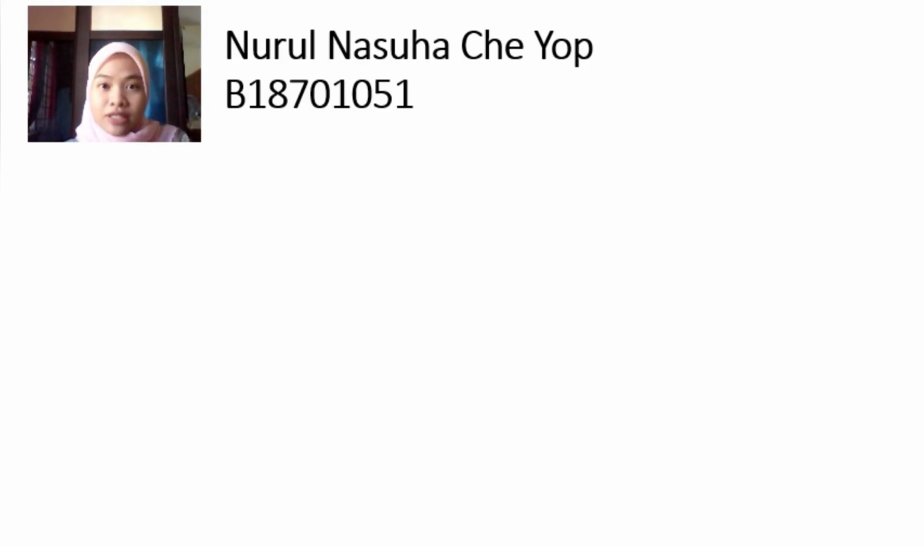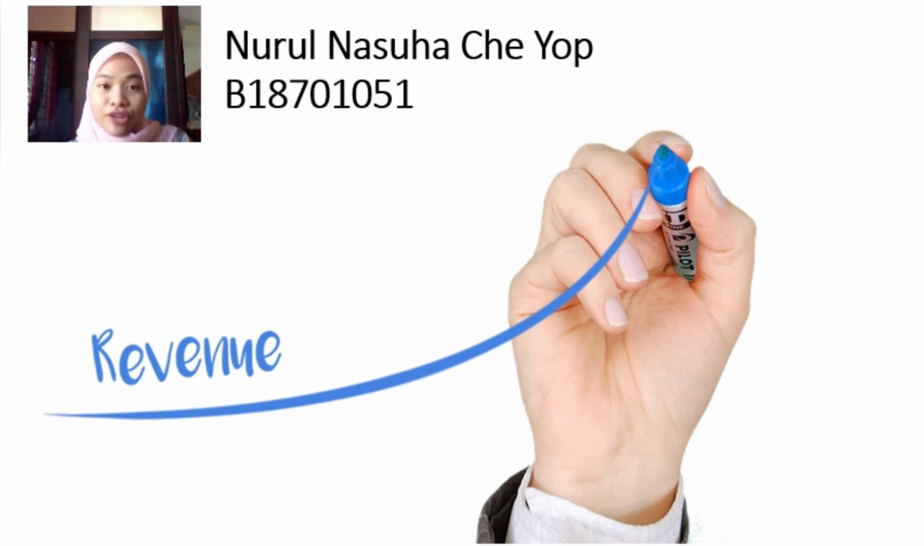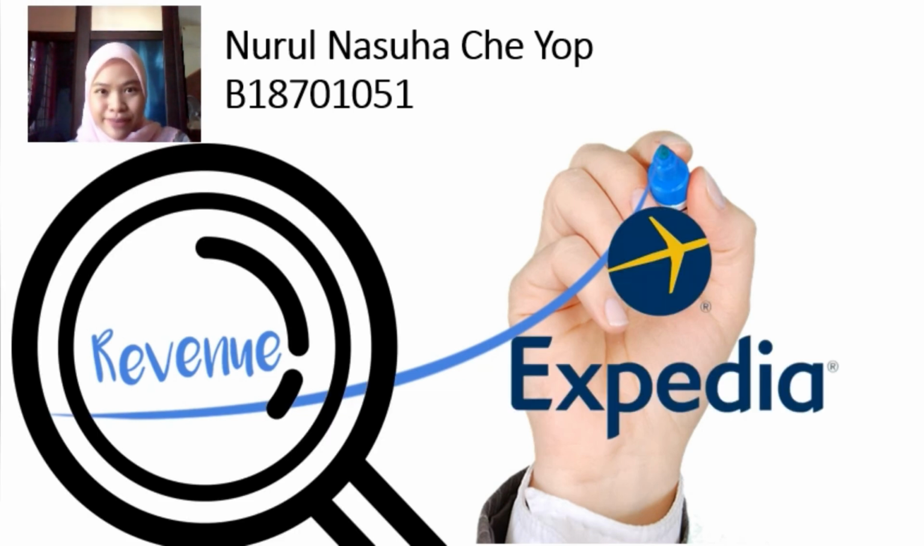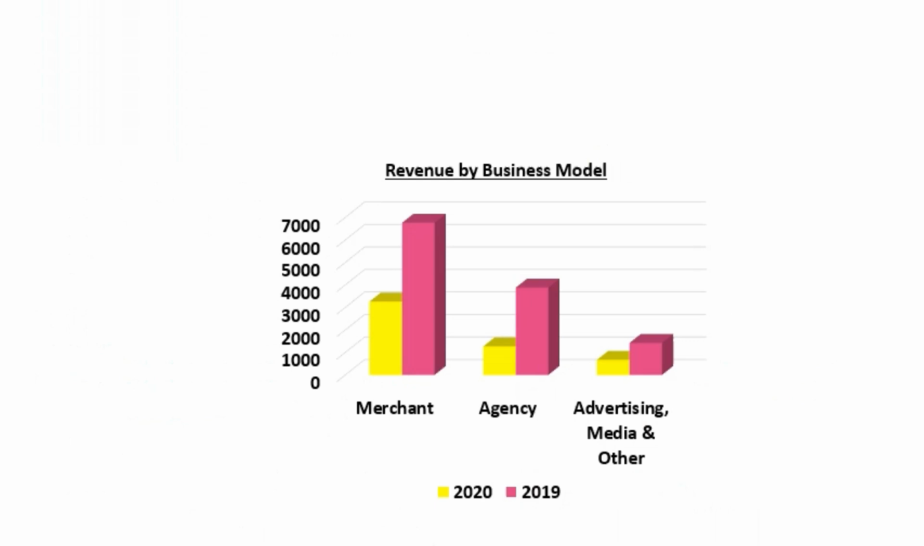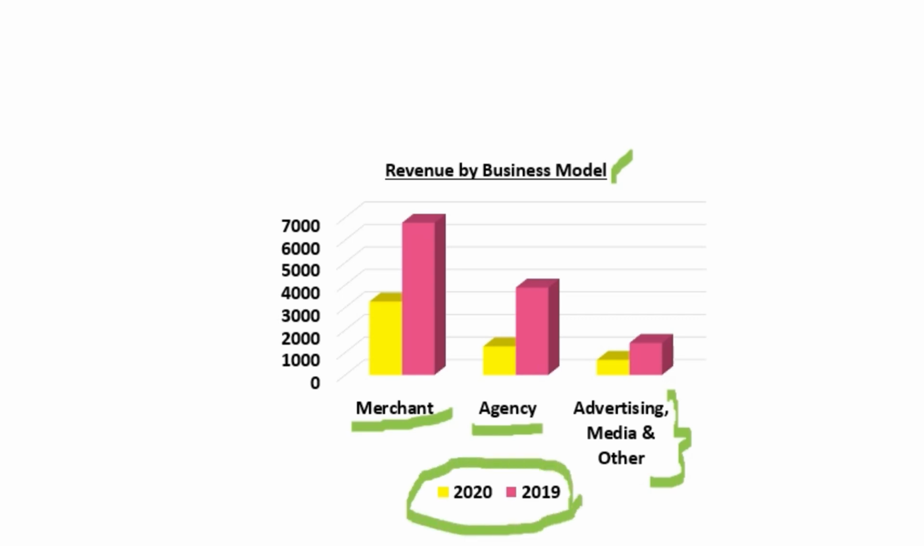Hi, I'm Nurul. So now let's move on to revenue analysis for Expedia Group. Based on the annual report of Expedia, this is the revenue by business model, which consists of merchant, agency, and also the combination of advertising, media, and other. If we look at the comparison between 2020 and 2019, all of the business models show a decline. We can see over here, all of them show a decrease of revenue.